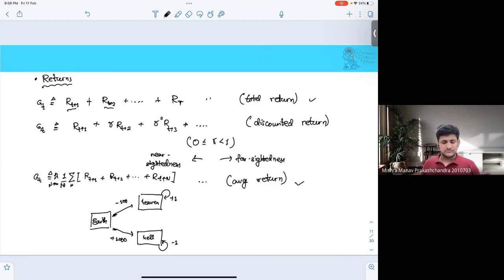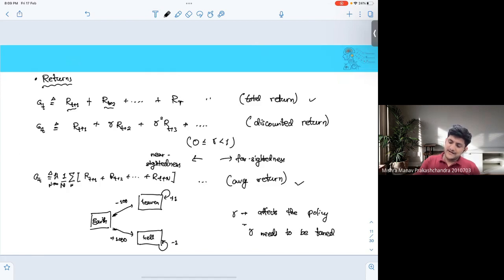Okay, so based on the tuning of the gamma parameter, my gamma affects the policy, right? So the gamma needs to be tuned. This is another parameter that we have looked at. For the returns, we have introduced another term, gamma. So based on the tuning of the gamma, our policy differs, right?